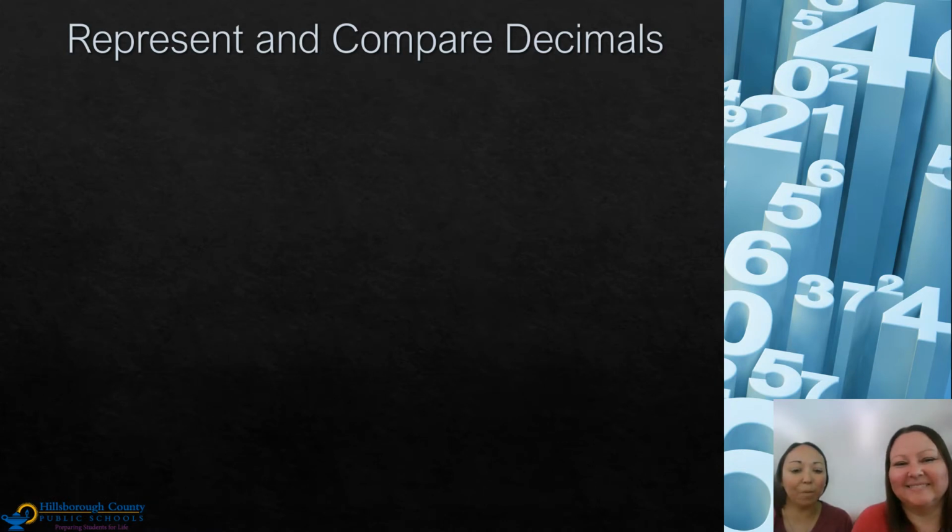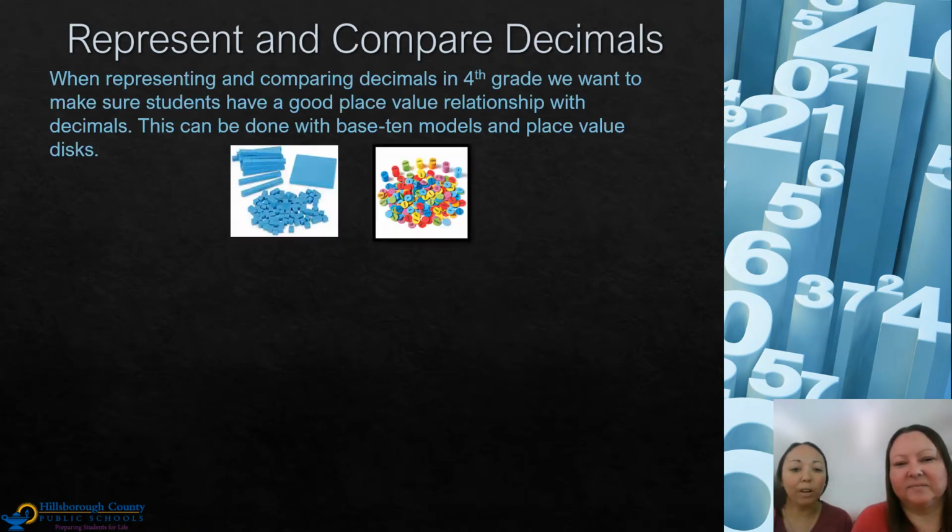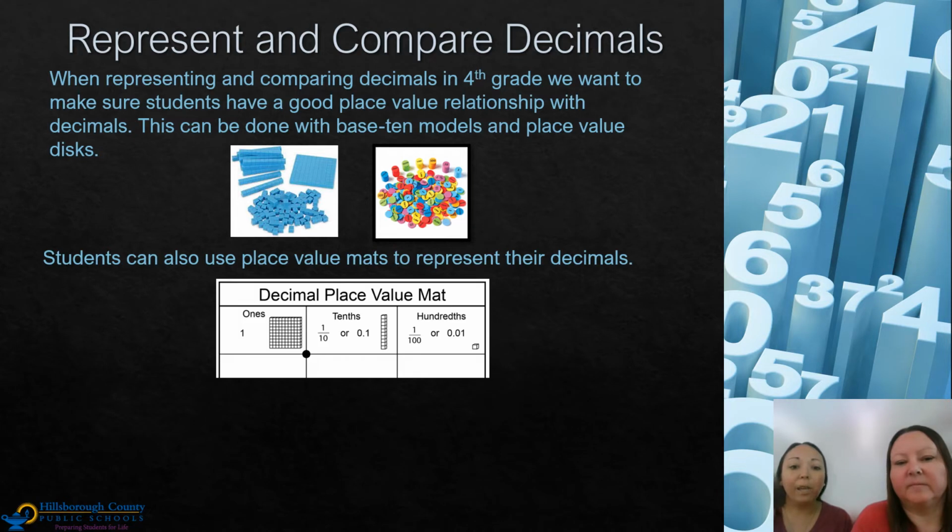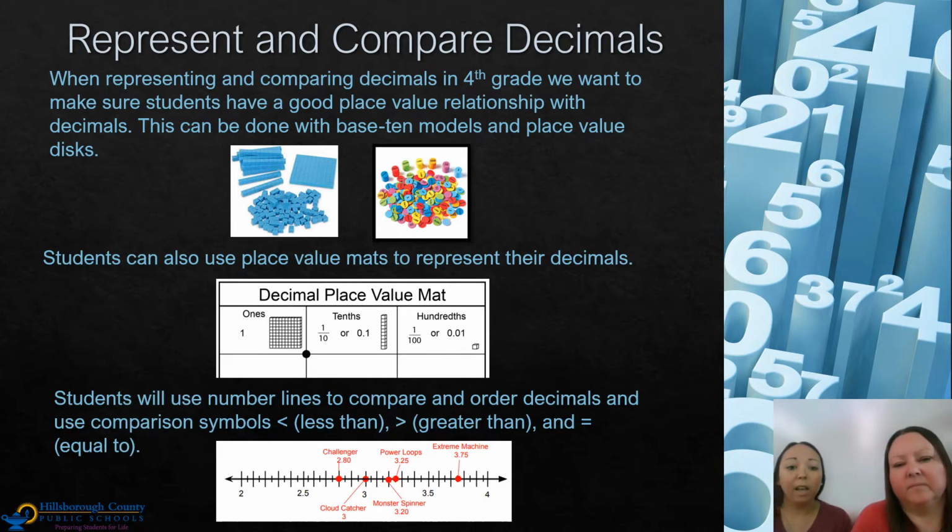So in this unit, representing and comparing decimals, we want to start off with those concrete models, the base 10 blocks and place value discs, and then we can move into place value mats to represent the decimals. We are also comparing, so we're using number lines with the comparison symbols: greater than, less than, and equal to. I feel like we've seen all these representations and tools before. We have, so we want students to make that connection between the whole numbers and the decimals.